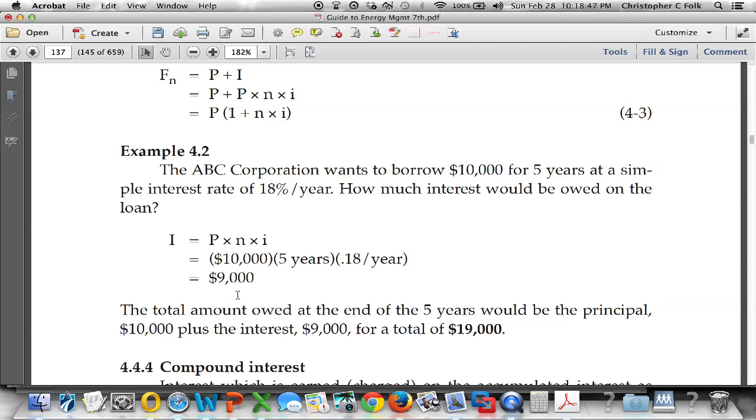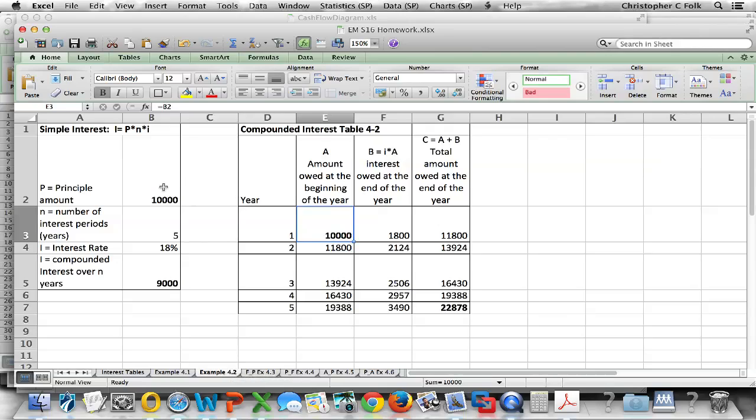Cool. Well, we can do that with a spreadsheet. I'll pull this up here. So here's our $10,000, and I've added in the number of years. Here we have the 18%, listed in percent and not in decimal form. And then the interest, there is the formula where we literally multiply the three things together. Boom, boom, boom. So at the end of 5 years, what do you have to pay back? You have to pay back the $10,000 that you borrowed, plus the $9,000 that accrued in interest.